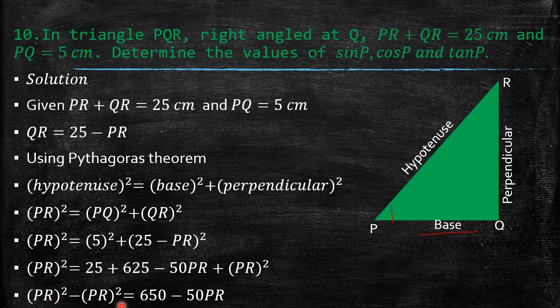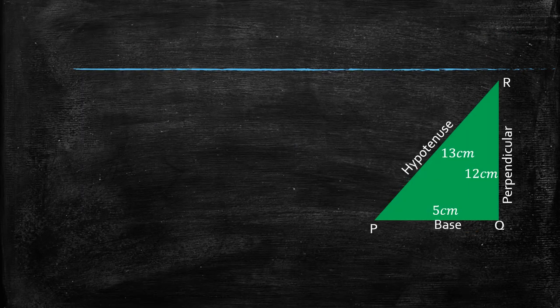It will become negative minus PR square is equal to 25 plus 625, 650 minus 50 PR. Okay students, got it? Now next, what is next? Next step is PR square minus PR square. It will become 0 is equal to 650 minus 50 PR.